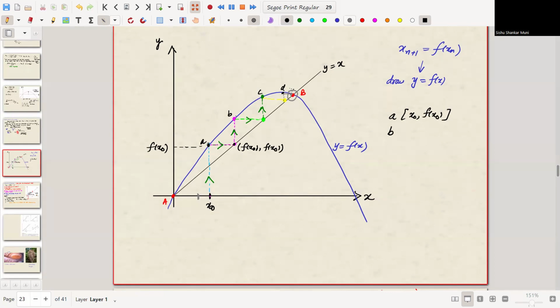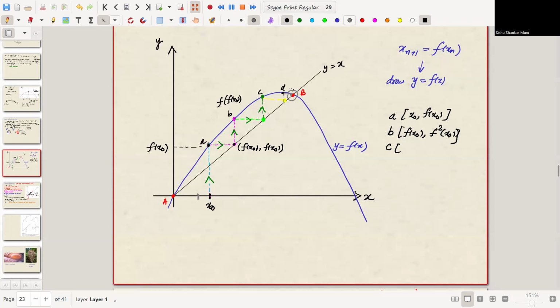Now you're moving ahead. Previously, from x naught, the hitting point was f of x naught. See the pattern. Now the starting point is f of x naught, so the hitting point B should be f of f of x naught. Therefore, the coordinate of B is f2 of x naught, comma f2 of x naught.